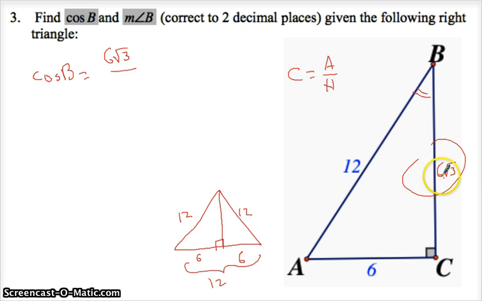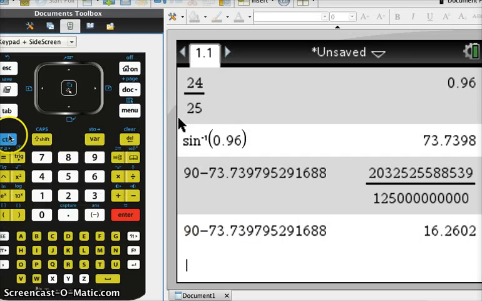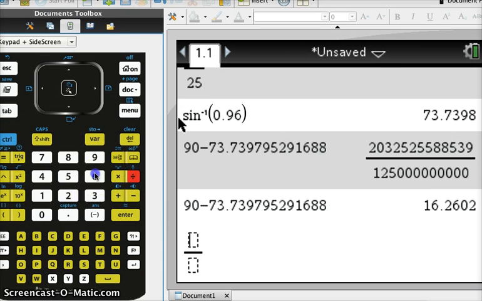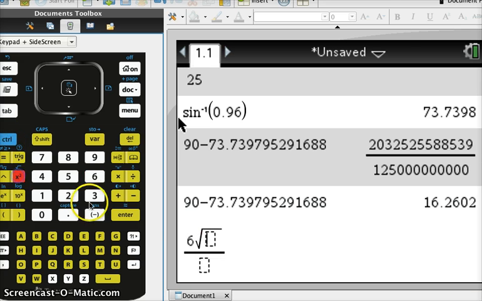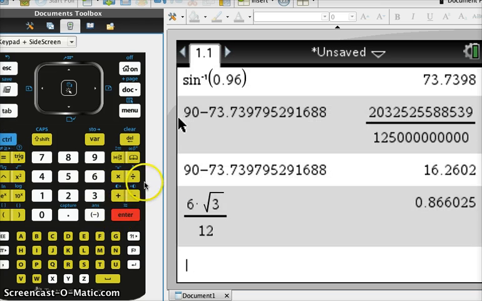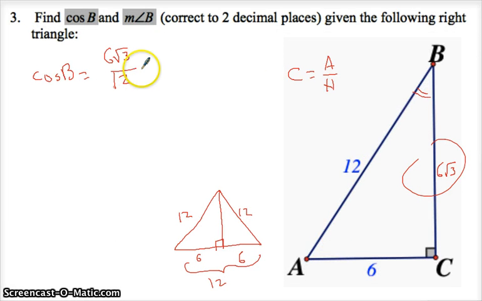Now, I also could have got this by Pythagorean theorem. So if you didn't see this, don't worry about it. You would have got this with Pythagorean theorem. All right, so cosine of B is adjacent over hypotenuse over 12. And I can figure this out in the calculator. 6 root 3 over 12, and it's about decimal places, so let me do that. 6 root 3 over 12 is 0.866, so that's 0.867.